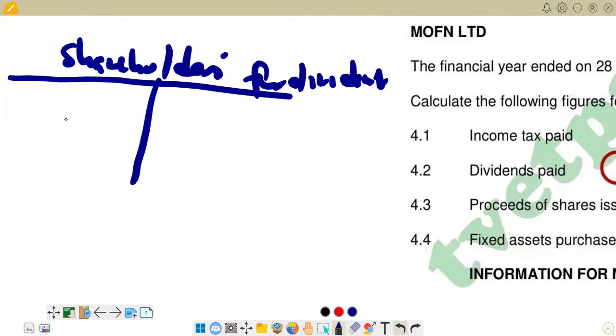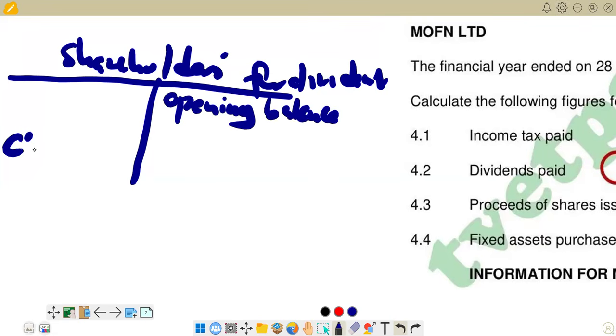Shareholders for dividends does not have a balance that is both ways. It's supposed to be on one side. So we are saying the opening balance will be on the credit side. As simple as that. It doesn't appear on the debit. It's only on the credit side. So opening balance will be on the credit side. Then closing balance will be on the debit side. So this is what we have.